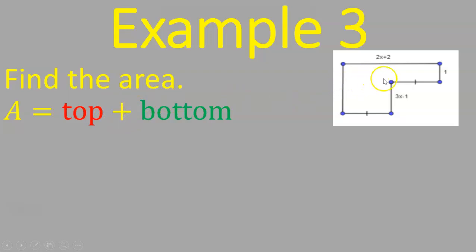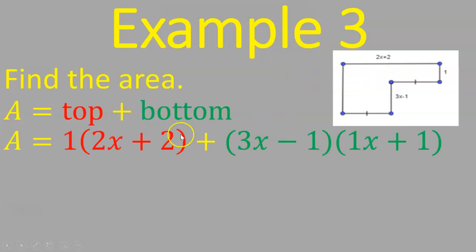So what I did was draw a line right here. Okay, and for the red, the top, if you draw a line here, it's clearly 2x plus 2 times 1. 2x plus 2 is, you can think of that as the length or the width, whichever. It never matters which one's which. But 2x plus 2 times 1, that's the area of this top rectangle if we connected here.